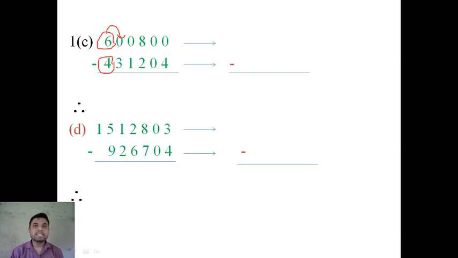So if it is less than 5, it will be same. So 6 will be 6. Okay, now how many digits? Just right side of 6, 5. So there will be 5 0s.